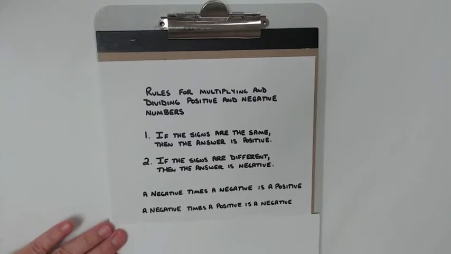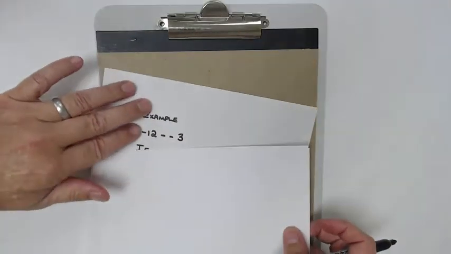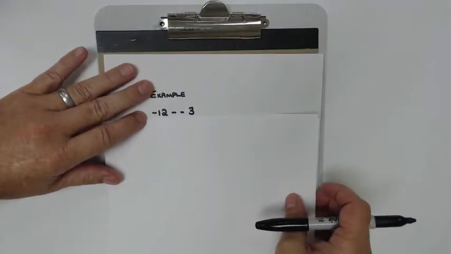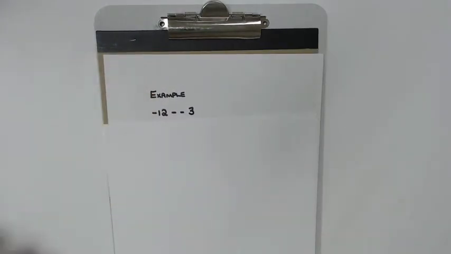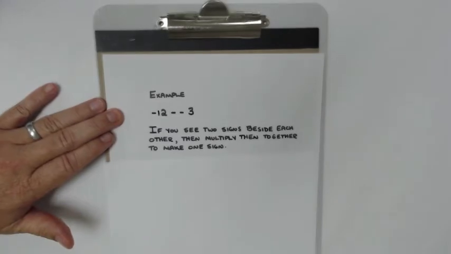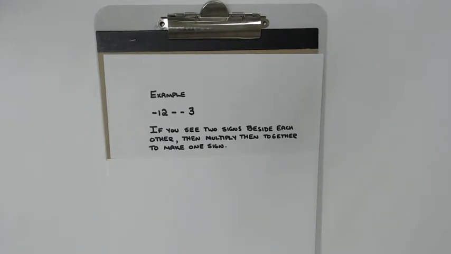So let's look at some examples of using this rule. Here's an example of when you would actually use this rule. If you see two signs beside each other, you're going to multiply those two signs together and make it into one sign. And you're going to use these rules that we just went over.